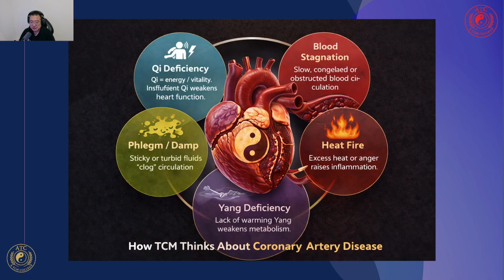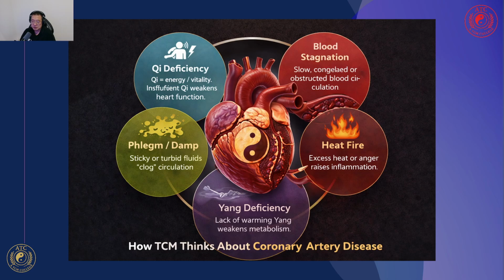That's excess heat or anger raising inflammation, and they think there are some sticky or turbid fluids that clog circulation. That is oxidation of our blood and our tissues. Those trash in our body damage the blood vessels and also the heart muscle, the cardiac muscle. And they also think that because of qi deficiency, like we talk about energy, vitality insufficiency, that influences function and weakens the heart function.